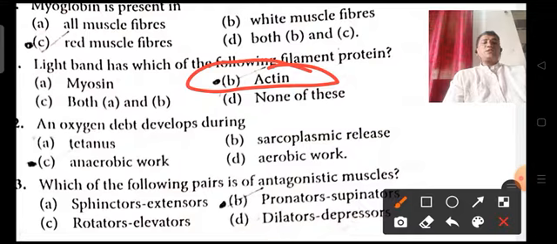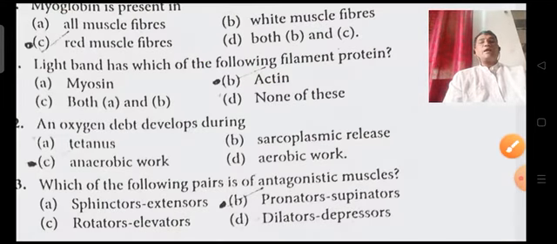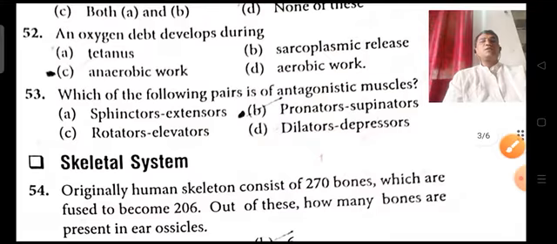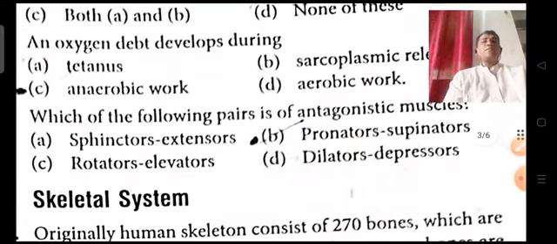Actin and myosin, as you know, are the two contractile proteins present in the myofibrils. The dark band of the myofibril is composed of more myosin, as we have already discussed, while the light band consists of the actin filament.